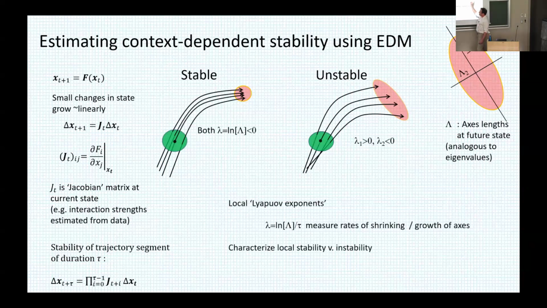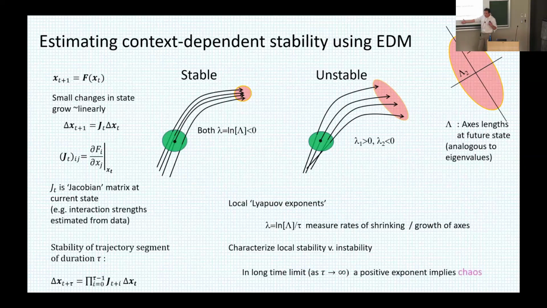Right, so we can calculate from those axis lengths. If we take the log of those and divide by how long we've been looking at the dynamics, we get a rate which measures the rate of shrinking or growing of the axes. These are the local Lyapunov exponents. If we take the time over which we're looking at this over a long period, say over the full length of the time series, or really the definition is infinity, not practical. But if we take it over the full length of the time series, then we're characterizing the stability in the long run, and a positive exponent is typically taken as an indicator that the dynamics are chaotic. Okay, so that's the setup.